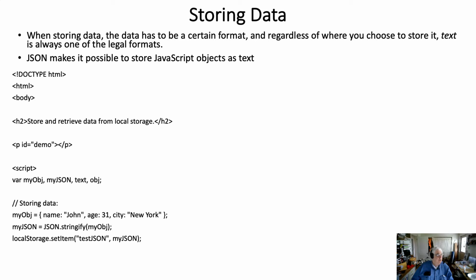People are starting to store data as JSON. Regardless of where you choose to store it, text can always be a legal format. JSON makes it possible to store JavaScript objects as text. And so here's a place where we're doing it. We're stringifying it, and then we're going to local storage and set the item testJSON to the value in that object.